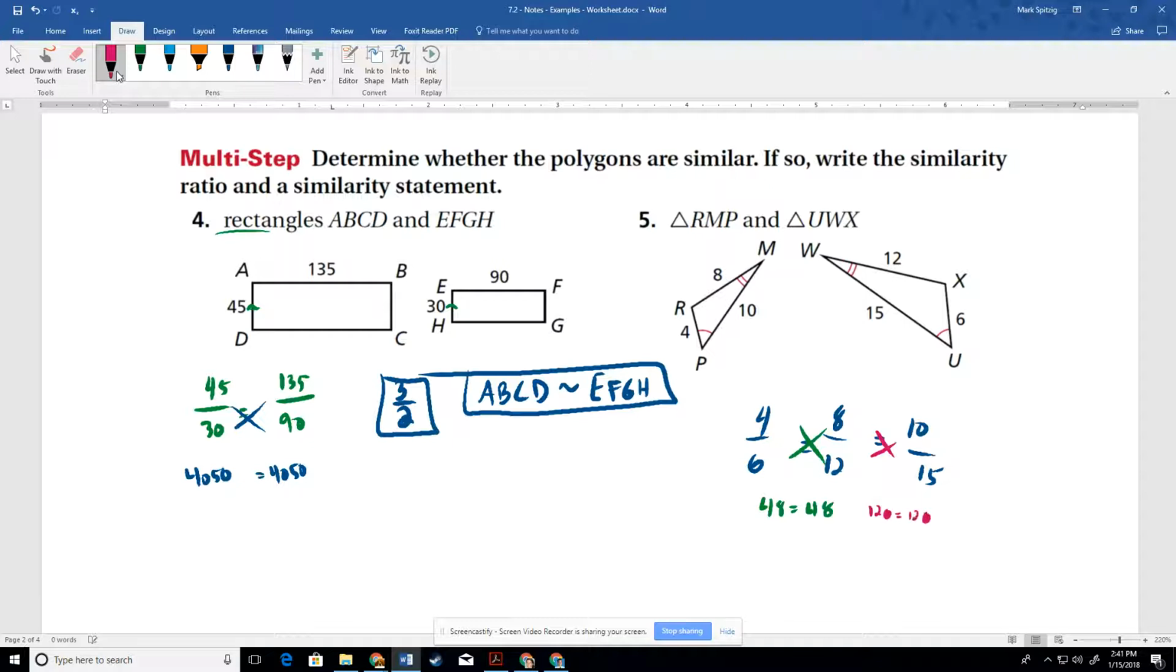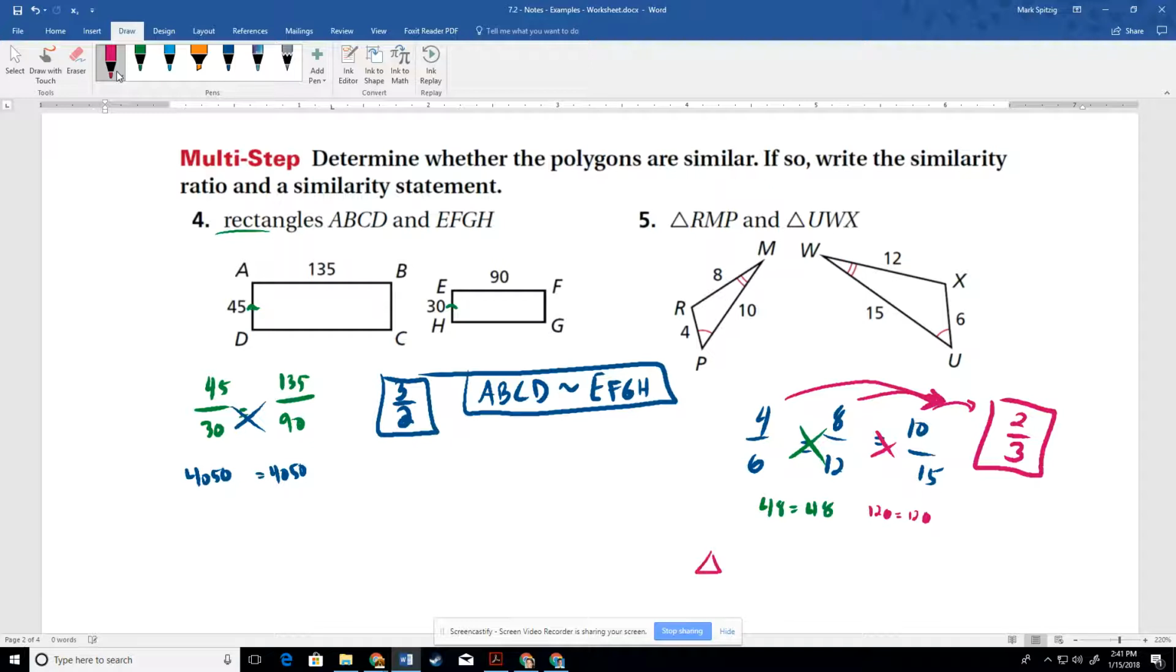So these are proportional. Because they're proportional, we can reduce this again to 2/3. I would just pick any of them and reduce them to 2/3, right? They're all going to be reduced. The similarity ratio is just the ratio that one of the sets of corresponding sides reduces to.